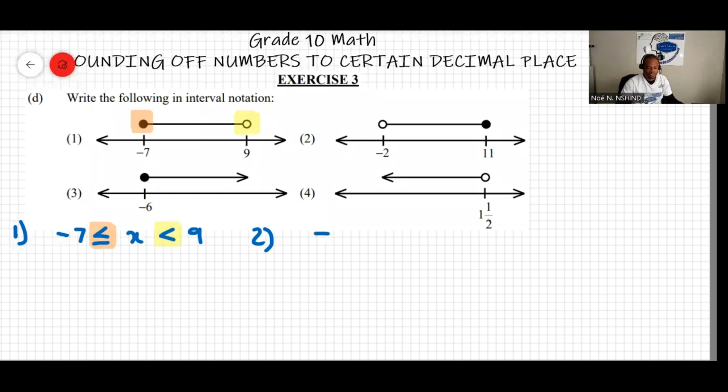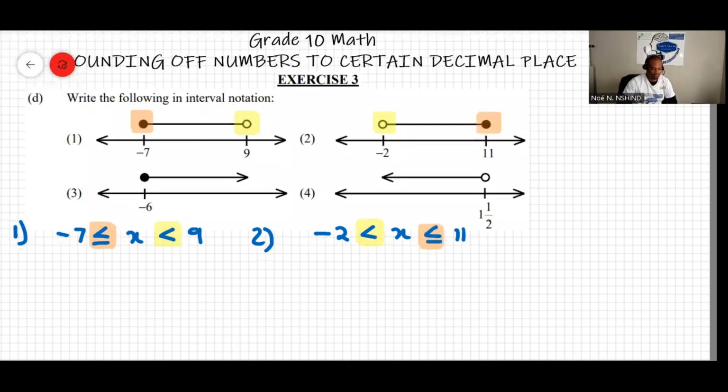Now, question 2, what we have is from -2 to 11. So I'm going to say -2 lesser than x lesser than or equal to 11, because this symbol goes with the open circle, and the lesser than or equal goes with the plain circle. So these are the symbols.